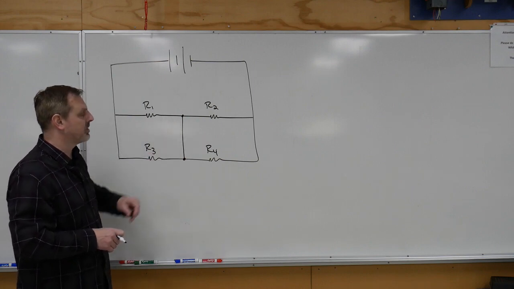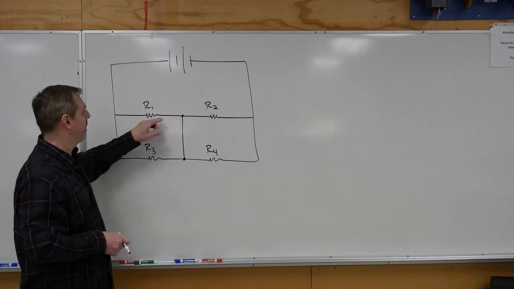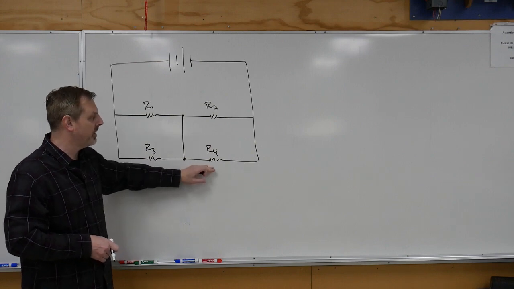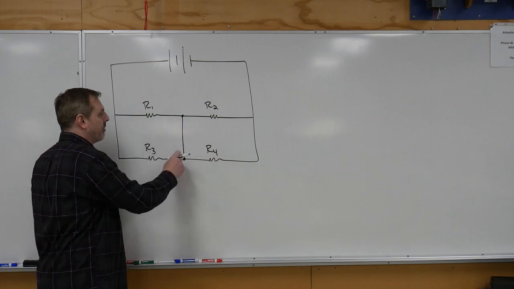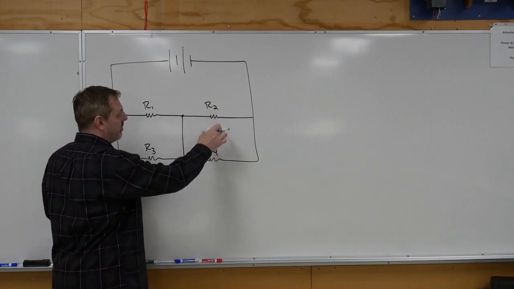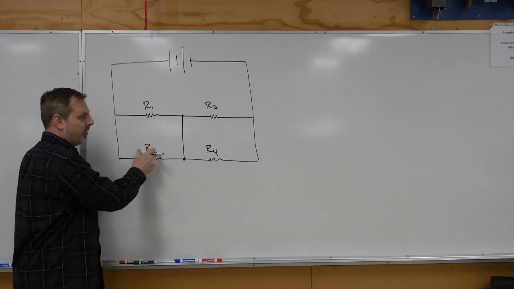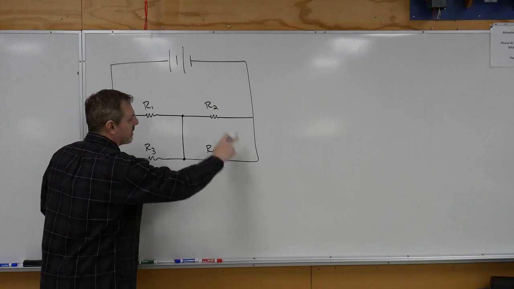This jumper changes that circuit considerably. What it does is, instead of R1 and R2 just being in series, and R3 and R4 just being in series, and all of this in parallel with all of that, this jumper now puts R2 in parallel with R4, R1 in parallel with R3, and then all of this is in series with all of this.